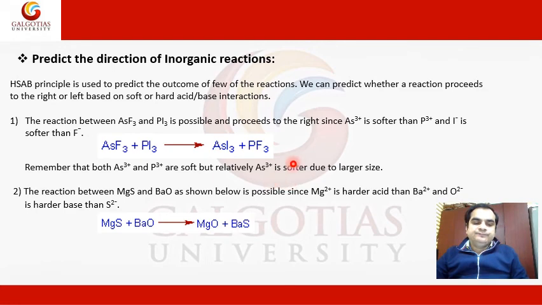The second reaction to predict the direction of an inorganic reaction is the reaction between MgS and BaO. As shown below, it is possible since the Mg2 plus ion is a harder acid than Ba2 plus, and O2 minus is a harder base than S2 minus. Similarly, in this case, we have MgS plus barium oxide, and then we get magnesium oxide plus BaS.